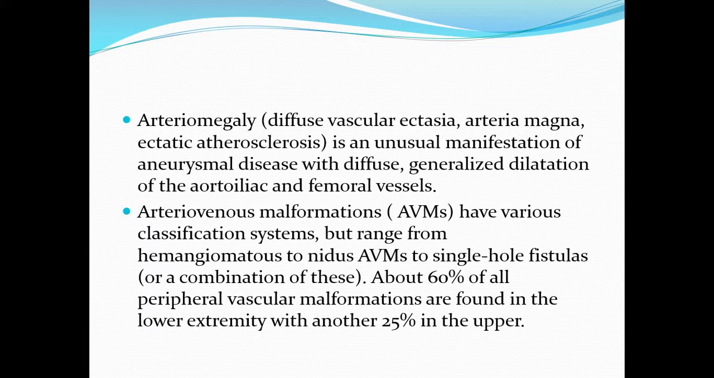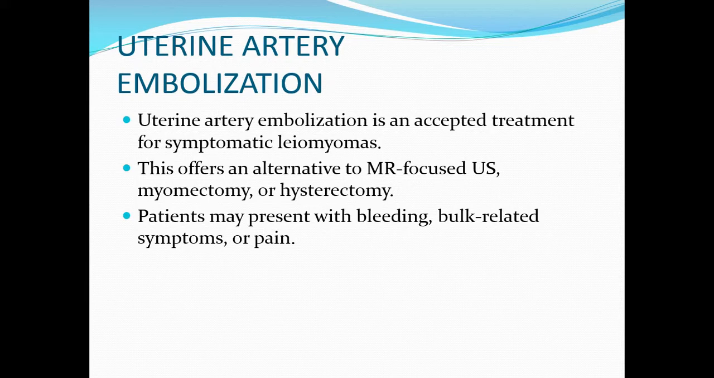The other pathologic entity is arteriovenous malformations. It has various classification systems ranging from hemangiomatous to AVMs or single hole fistula, and can be a combination of these. About 60% of all peripheral vascular malformations are found in the lower extremity, with another 25% in the upper extremity. Just a brief talk about uterine artery embolization.